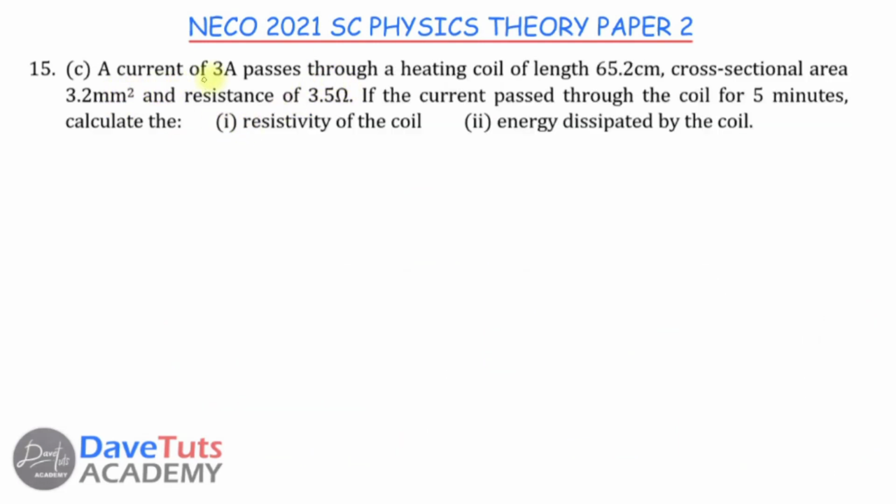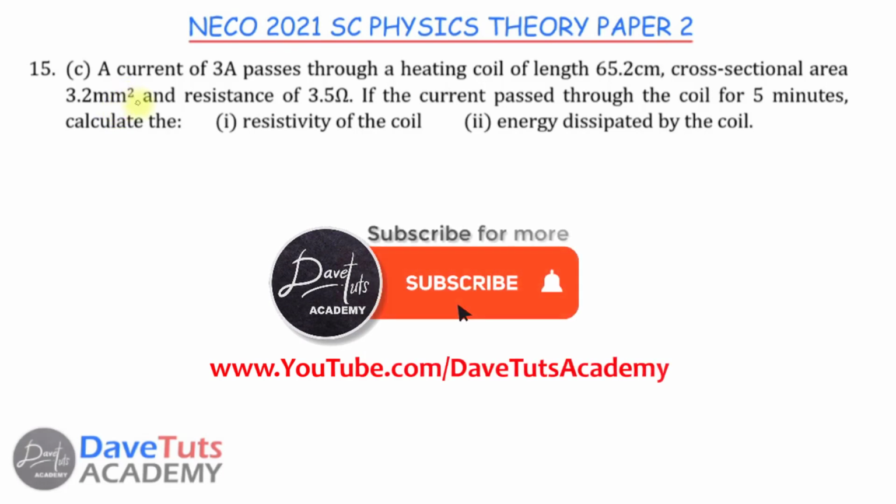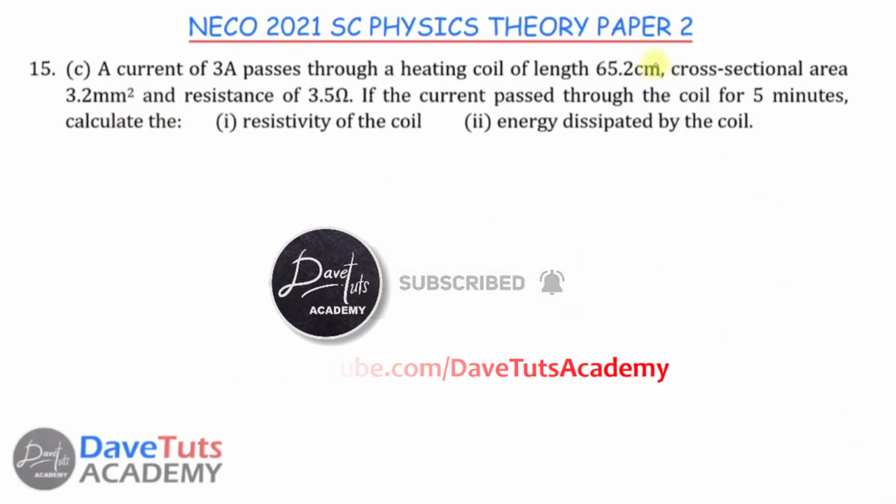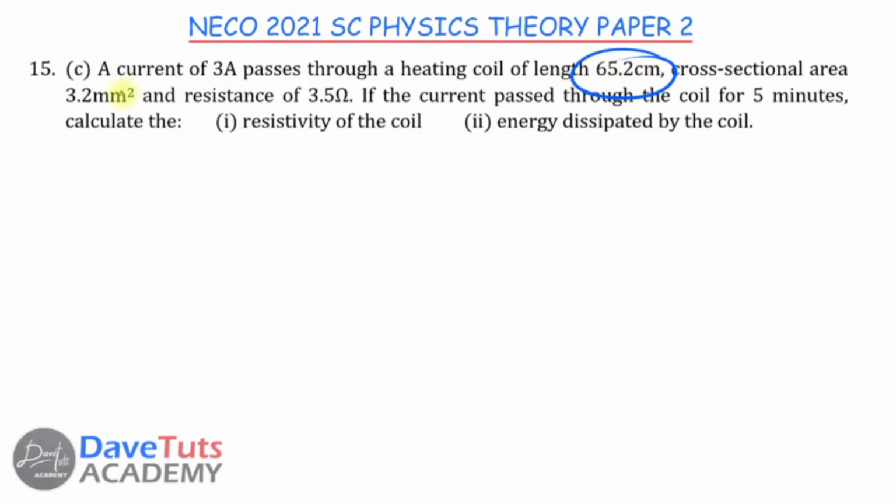Here we are being told that a current of 3 amperes passes through a heating coil of length 65.2 centimeters, which has a cross-sectional area of 3.2 millimeter square. So students, first and foremost, I want you to just note what you are being given. Here the length is given in centimeters, the cross-sectional area is given in millimeter square. So those are not the same, but we need to be consistent with our units, okay? And then this particular heating coil has a resistance of 3.5 ohms.